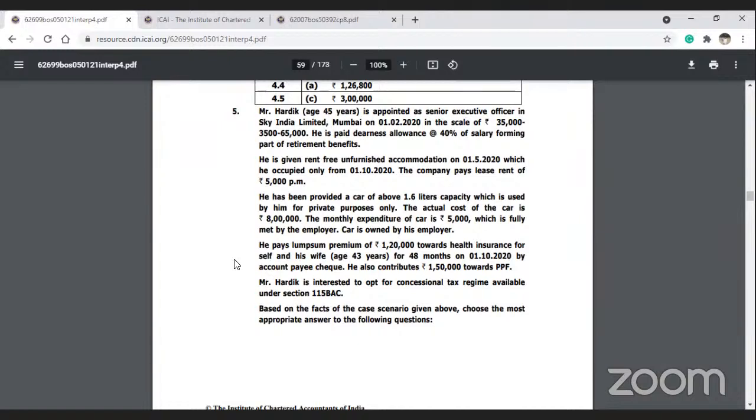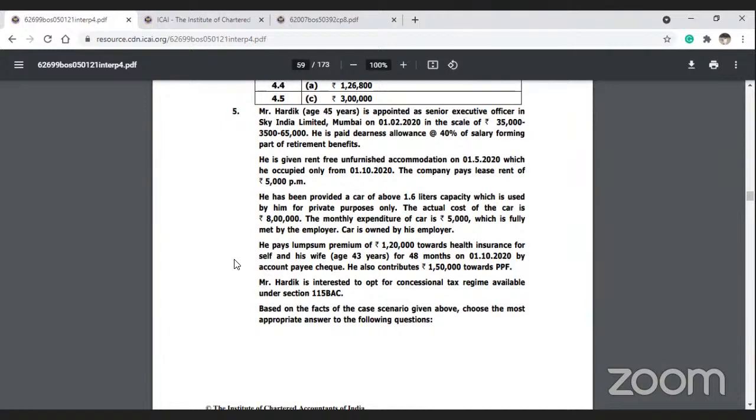35,000 into 10 plus 38,500 into 2 is 4,20,000. But I also took that DA, plus 40%. Therefore, I got 5,97,800. Yes, 5,97,800. And then rent free accommodation.